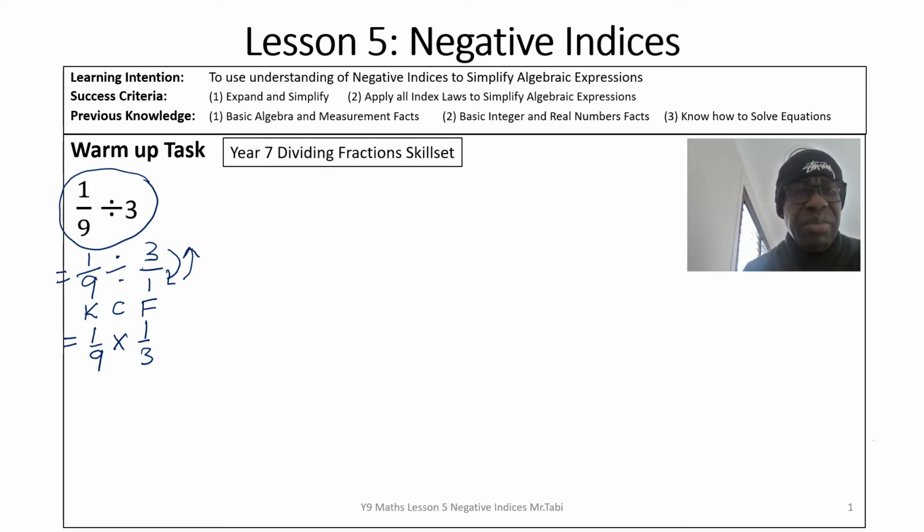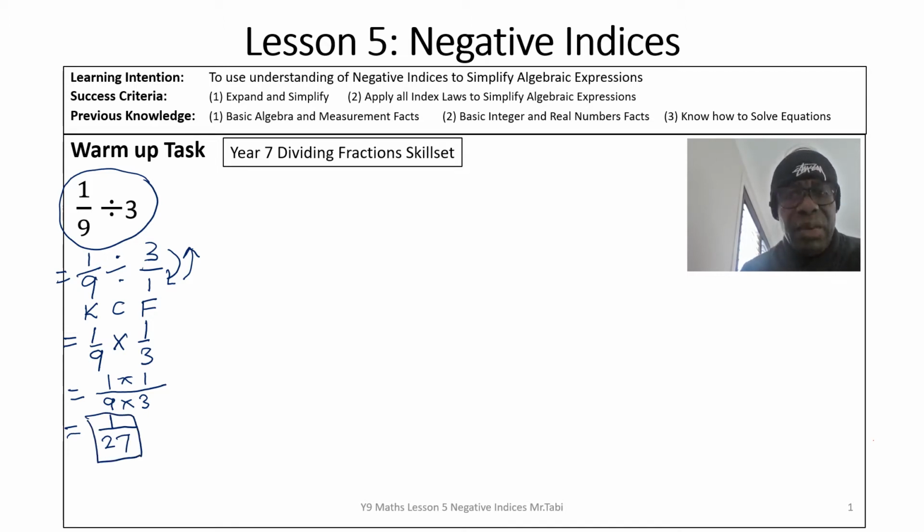And as with fraction multiplication, you multiply your numerators and we multiply the denominators. And that simply gives us 1 times 1, which is 1, and 9 times 3, which is 27. So our final answer is 1/27.